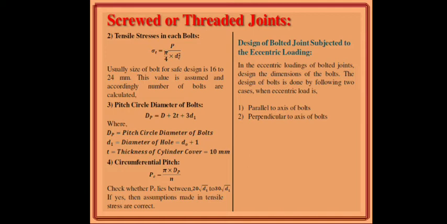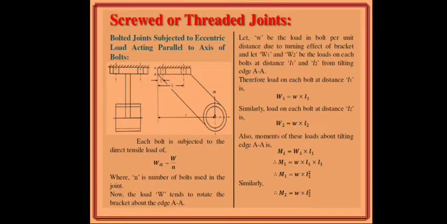Now the design of a bolted joint subjected to eccentric loading. In the eccentric loading of a bolted joint, we design the dimensions of the bolts. The design of bolts is done for the following two cases when eccentric load is there. The first case is parallel to the axis of the bolt, and the second one is perpendicular to the axis of the bolt. First we will see the bolted joint subjected to eccentric loading acting parallel to the axis of the bolt, and the second type is perpendicular to the axis of the bolt.